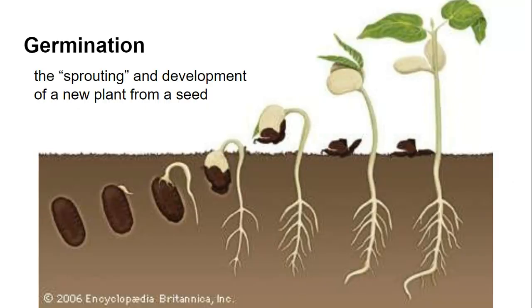So if you understand these three parts, we can start to think about how a seed actually sprouts. And that process is called germination, the development of the new plant from the seed.